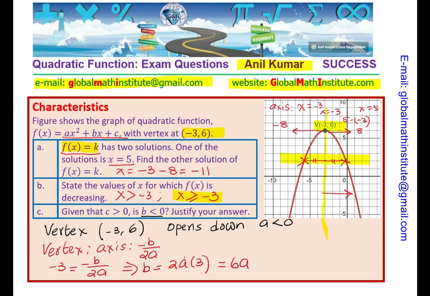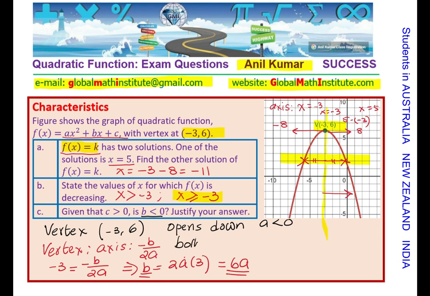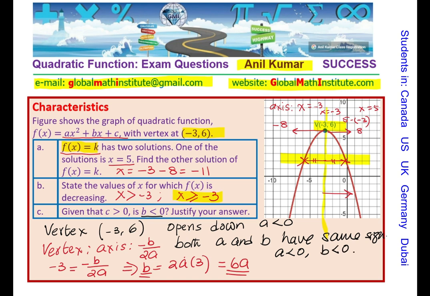It means that the sign of b has to be the same as that of a, right? So b is a scalar multiple of a. It means that both a and b have the same sign. Makes sense? Since a is negative, b is also negative, right? So that means since a is less than 0, b should be less than 0. Makes sense?